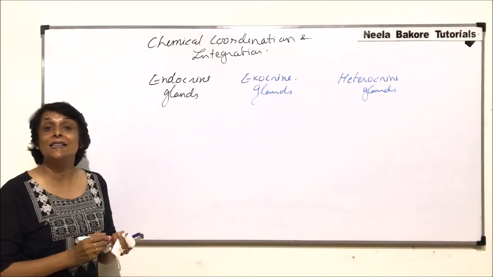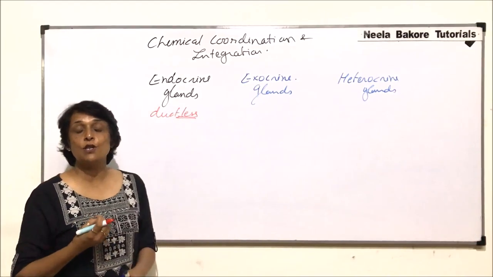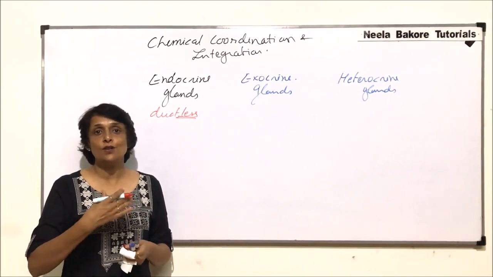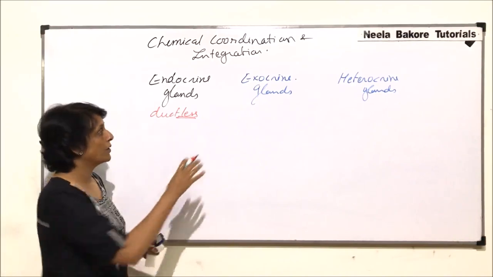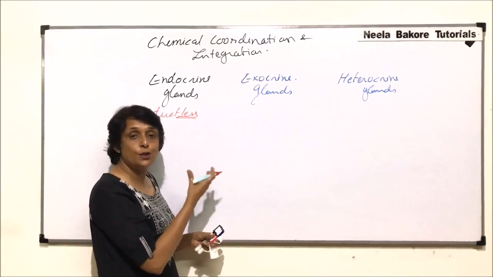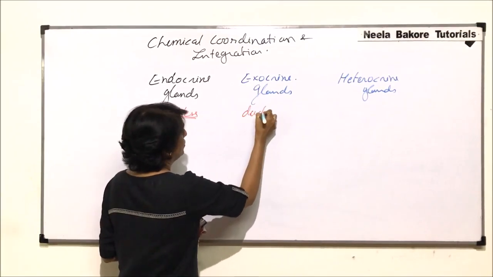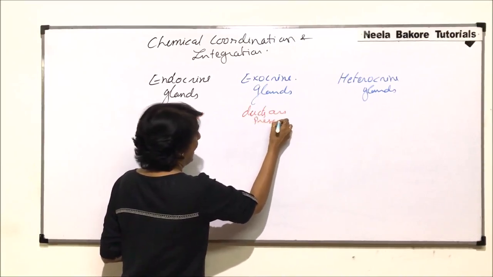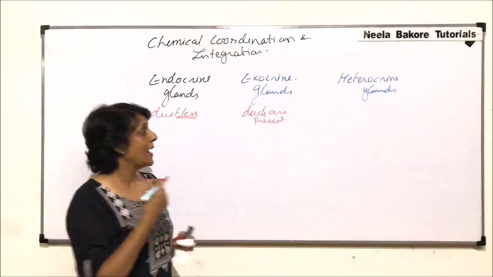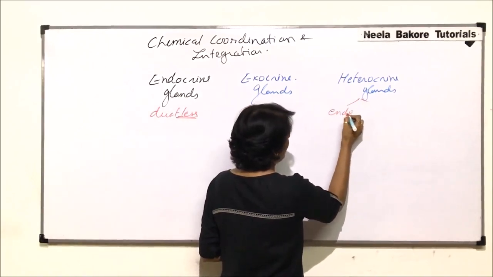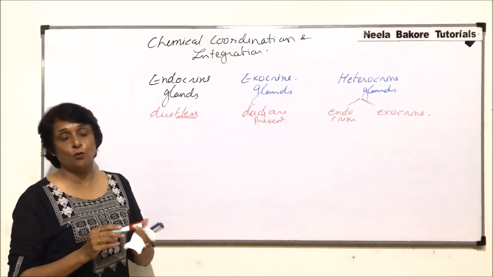Endocrine glands are ductless glands. That means their secretions are directly poured into the blood. So the secretion directly comes out. There is no tube or no duct which is carrying this secretion to that particular organ or target organ. Exocrine glands, they secrete whatever secretion they have through a duct. So they are called glands with ducts. So ducts are present. And heterocrine glands have one part as exocrine and one part as endocrine. So they have both endocrine part as well as exocrine part. Such glands are called heterocrine glands.